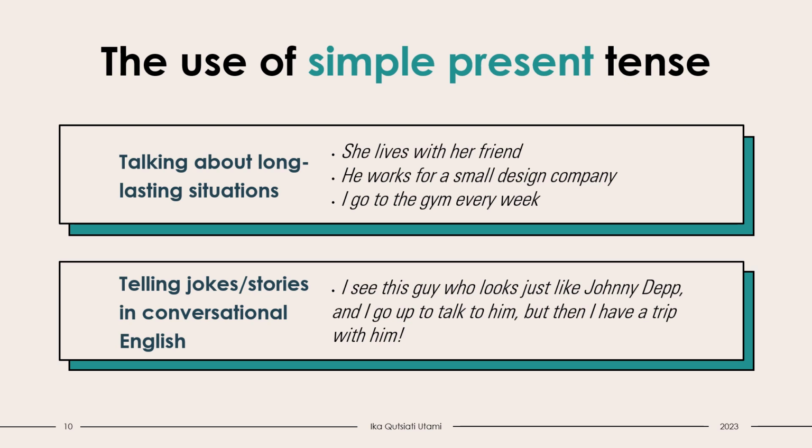Why do we do this? Using the present simple instead of the past tense makes the story sound more direct or more exciting. For example, I see this guy who looks just like Johnny Depp, and I go up to talk to him, but then I have a trip with him. So this is about telling jokes or stories, but in conversational English.